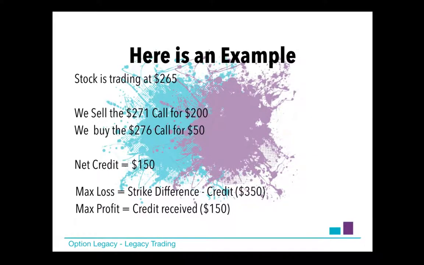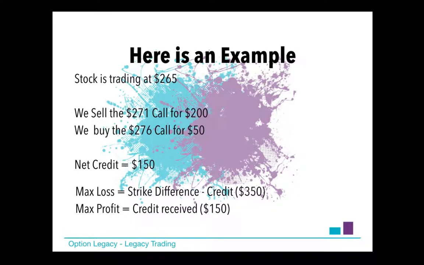So here's an example. The stock's trading at 265. This is a real example on the chart that I'm about to share with you. We have a directional bias. We think that the thing is going to move to the downside, become bearish. So we could sell a 271 call for a credit of $200.